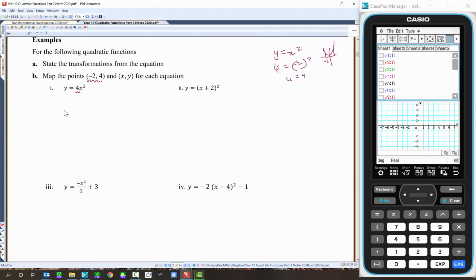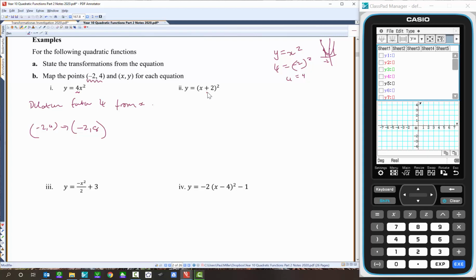So this is an a value of 4. This is a dilation factor 4 from the x-axis. Remember that mantra that I've been saying: dilations from the x-axis change the y value. So what negative 2, 4 will become is negative 2, 16. Remember that the x value stays in the same place and the y values jump by a factor of 4. It's going to force the parabola to climb faster. That's the way I think about it.